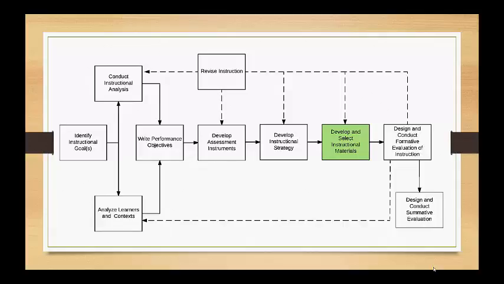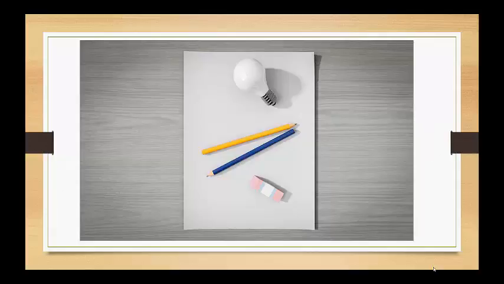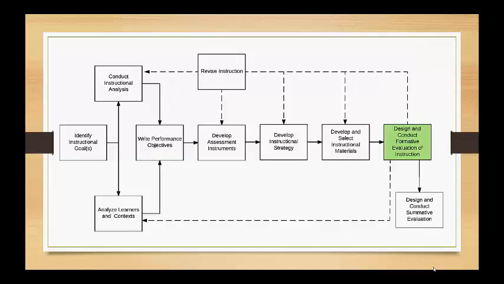Develop and select instructional materials. Instructional materials include all forms of instruction. Some examples would be instructor guides, student reading lists, worksheets, handouts, PowerPoint presentations, case studies, videos, podcasts, computer-based multimedia formats, and web pages. Materials can be selected from existing materials, adapted from existing materials, or created to meet the needs of the instructional strategy. Design and conduct formative evaluation of the instruction.